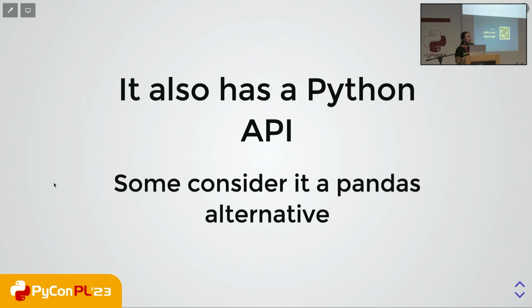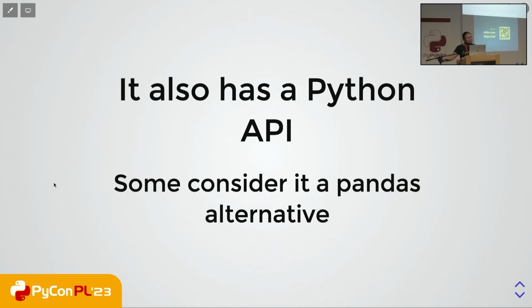So some people consider it a pandas alternative. So I just assume everybody knows pandas. So who doesn't know pandas? Like, haven't heard of pandas? Okay, who has used pandas? Okay, good. I'm a bit concerned.